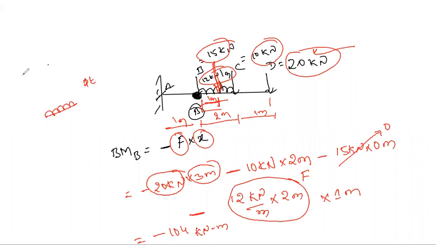Now anybody can calculate bending moment at A. Calculate and tell me, let's see. Still we have 4 minutes. Minus 173 kilonewton meter. Okay, very good. Once we have calculated this, next we'll go to the drawing: how we can draw the bending moment diagram for this.